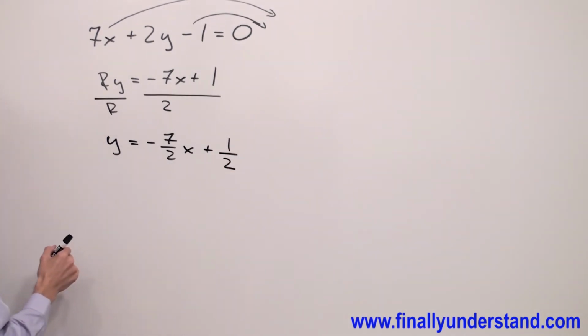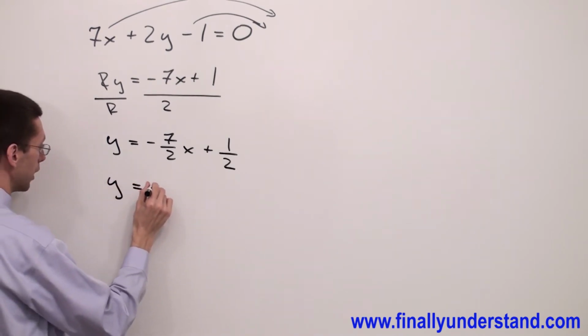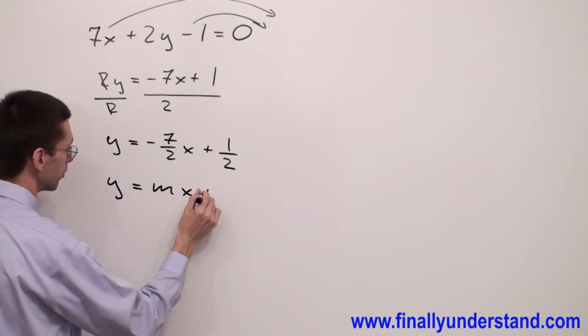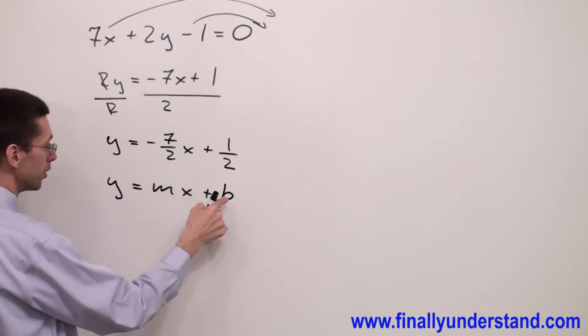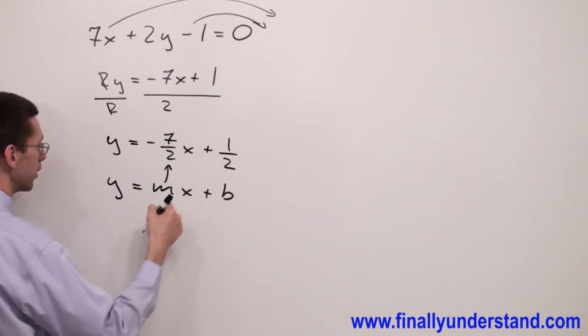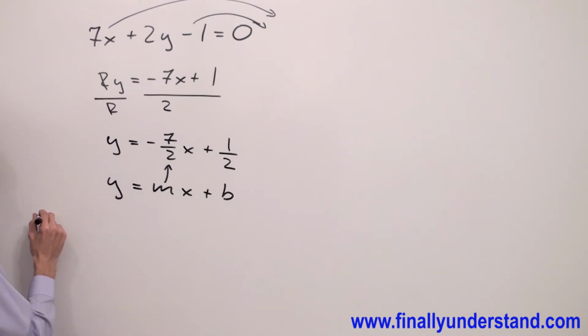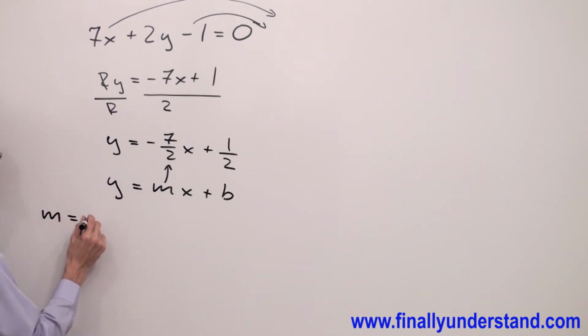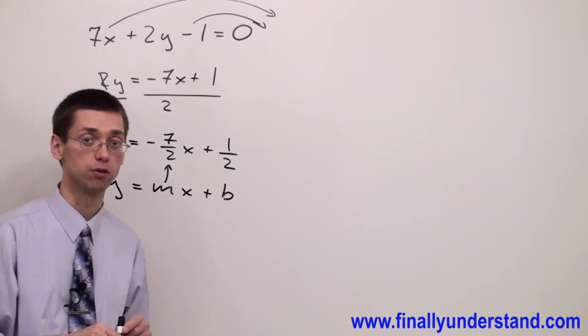Let me remind you that the slope-intercept form looks like this. y is equal to mx plus b, where m represents the slope, b is the y-intercept. So this is my m, and b is my y-intercept. I'm looking for the slope, and we found it already. m equals -7 over 2, and I'm looking for the x-intercept. This is my y-intercept. I'm looking for the x-intercept.